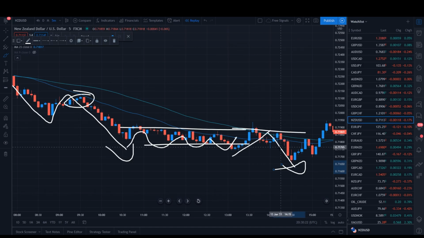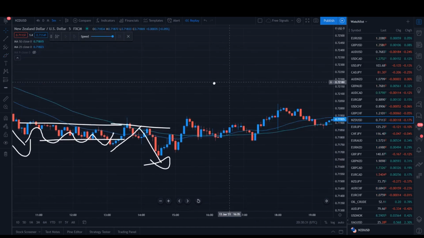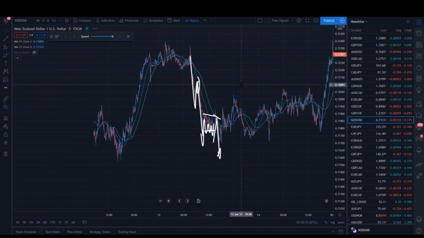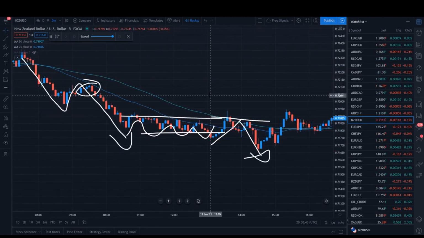So somewhere around this zone, I thought, oh, we're going to sell it once again. But what happened, it started to shoot towards the upside a little bit. I could have kept it, but as you can see, it started to go towards the upside, so it wasn't worth it, at least for a scalp.